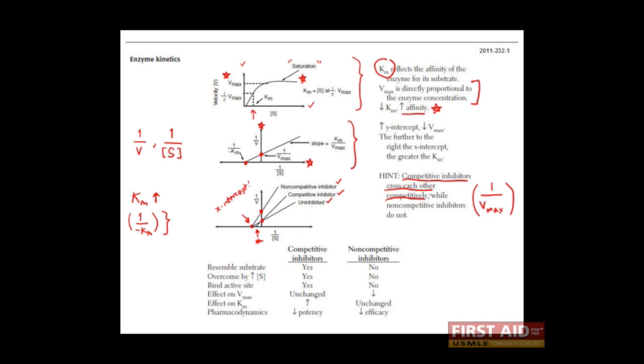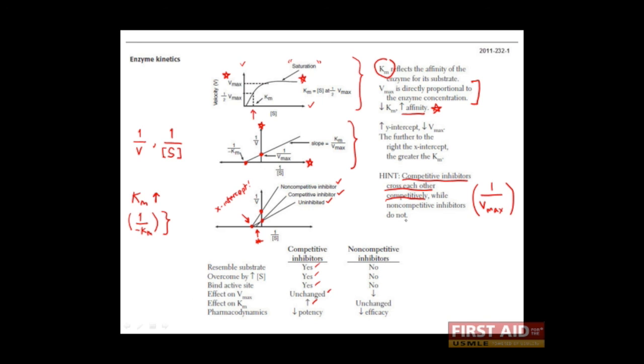Finally, here's a table that summarizes most of the points we've just discussed. Again, competitive inhibitors bind the enzyme's active site, and they can do this because they actually resemble the substrate itself. Competitive inhibitors can be overcome or outcompeted by using very high concentrations of substrate. Competitive inhibitors do not change the maximum velocity that can be reached by an enzyme, but they do have an apparent increase in the Km of that enzyme. In other words, they make the enzyme appear as if it has a lower affinity for its substrate.